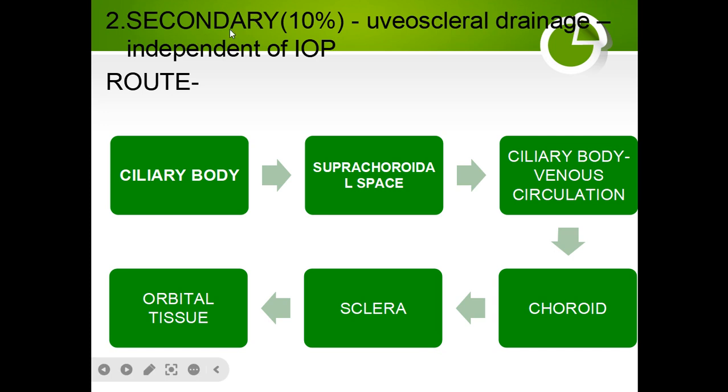So this is the secondary drainage. In secondary drainage, 10% of the aqueous humor is drained through uveoscleral drainage, which is independent of intraocular pressure. So let us see the route. From the ciliary body, aqueous humor enters into the suprachoroidal space and then it enters into the ciliary body, which is the venous circulation, and then it enters into the choroid and then it enters into the sclera, and from there it enters into the orbital tissue.